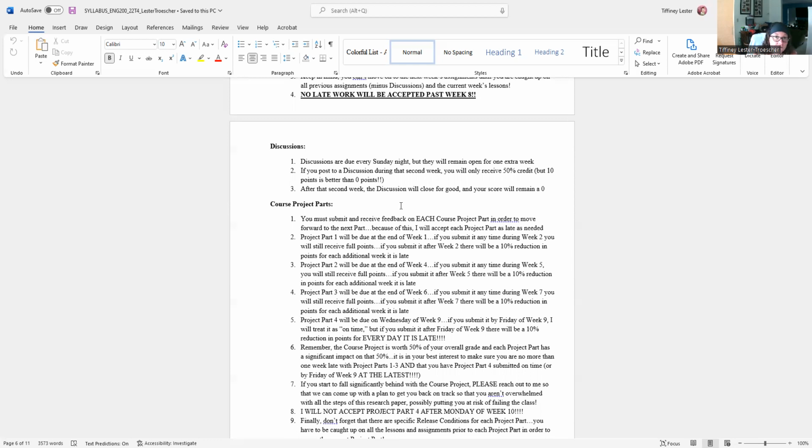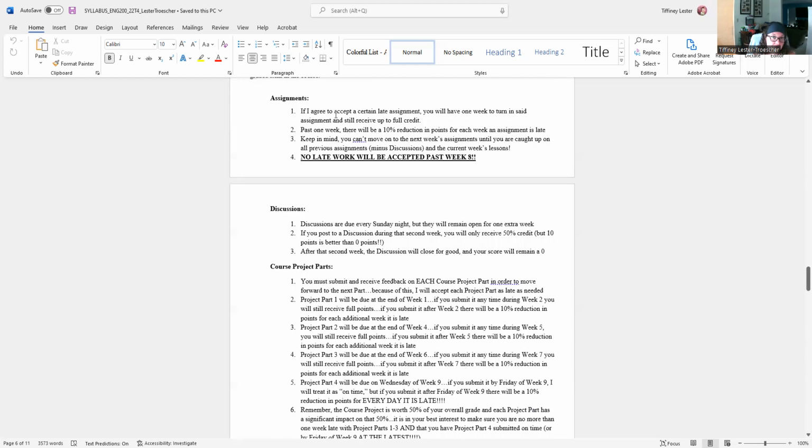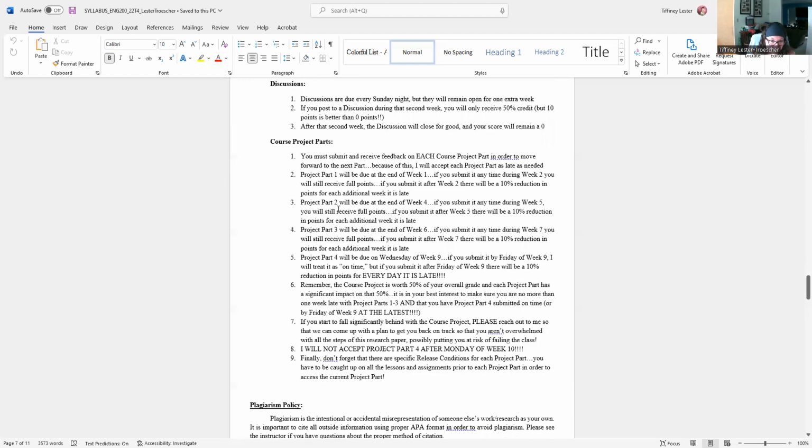Each project part is worth a certain percentage of that 50. The more points that you lose, the harder it is to really do well and get as much as you can out of that 50% that the course project is worth. Plus, if you're going that long without turning it in, that means you are falling behind in the class, and we just don't want that. But I do give you that 1 week leeway, just like I do with the items under the assignments category. So project part 2 is due at the end of week 4, but if you turn it in anytime during week 5, I will count it as on time.